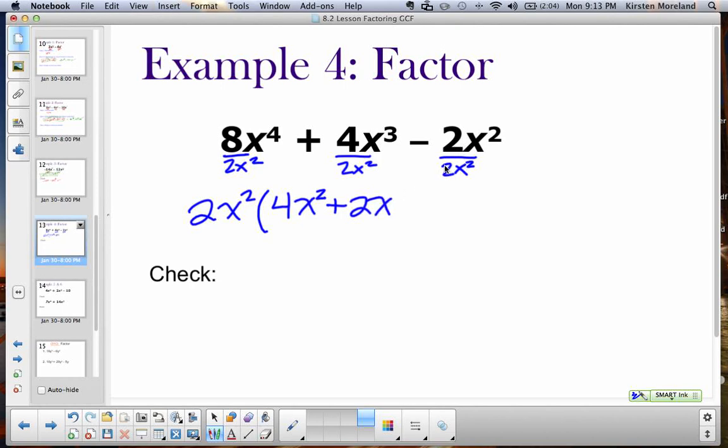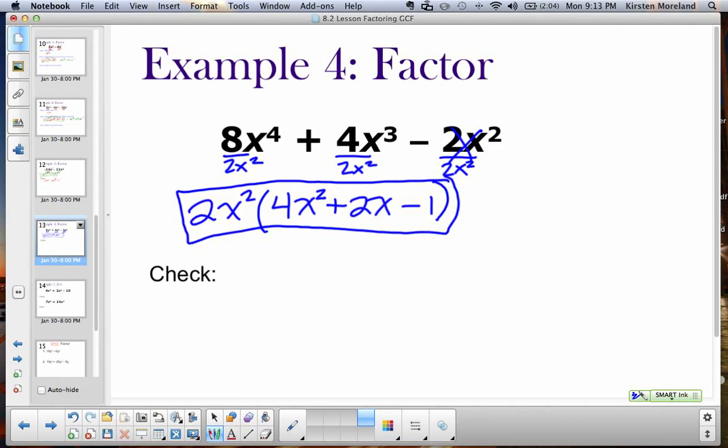And then 2x squared divided by 2x squared is just a 1. Everything cancels, and when everything cancels, you just write 1 there. So this is what I think my factored form is if I take out 2x squared. Now remember to check inside the parentheses if there's anything left in common. 4, 2, and 1 have nothing in common.